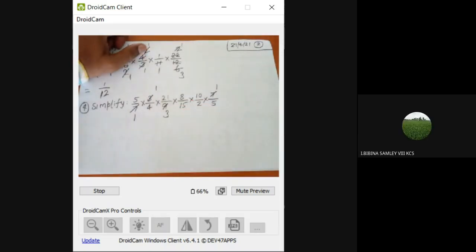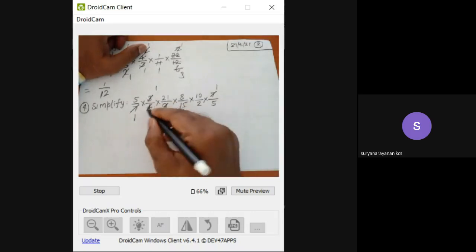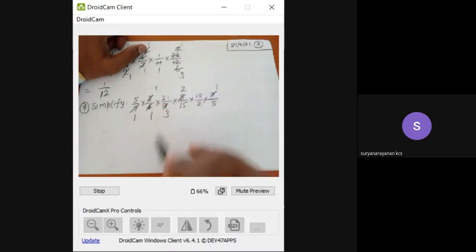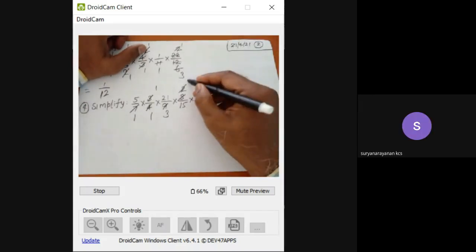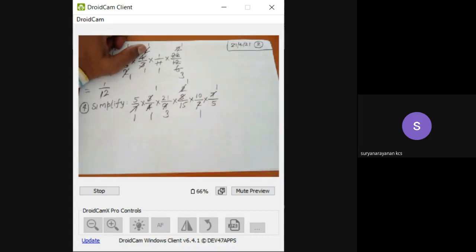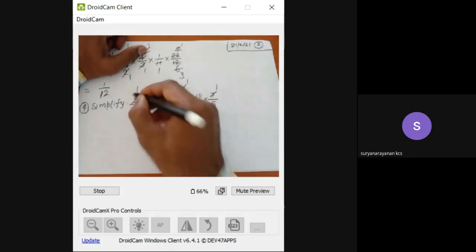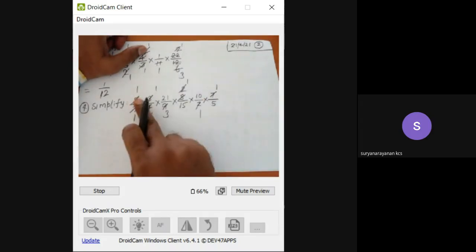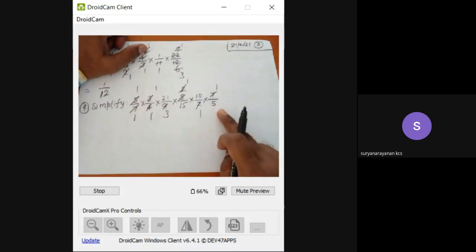Next. Sir, then 4 and 8. 4 one time, 4 two times. And next? Sir, then 2 and 2. 2 one time, 2 one time. Next? Sir, 5 and 5. Very good. Here 5 in the first fraction's numerator, see there in the last fraction's denominator. 5 one time. Any more?